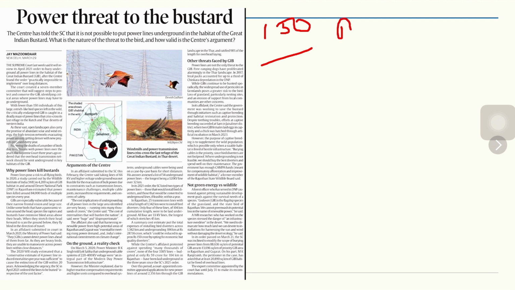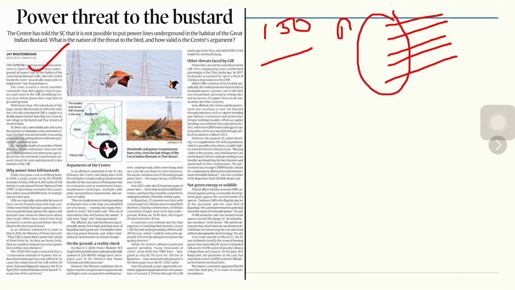The Supreme Court last week said that it will review its April 2021 order to bury power lines underground in the habitat of the Great Indian Bustard. As you know, the Great Indian Bustard has been falling prey to the power lines in that region of western Rajasthan, the power lines from which we generate and distribute power. The argument was that this is happening because of the power lines. So the Supreme Court in its April 2021 order said to bury the power lines underground.